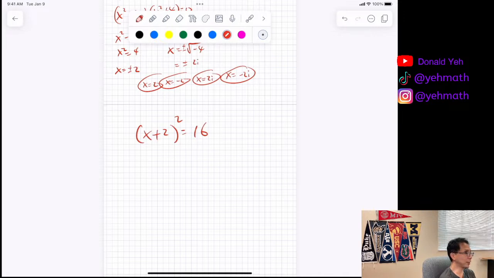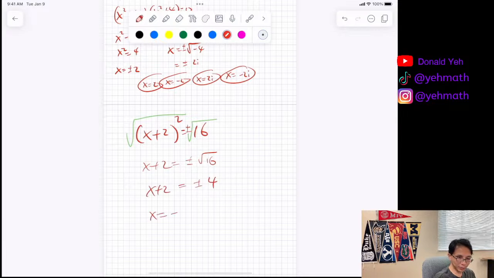How do you get rid of the square? We're going to talk about that on Monday. It's actually different than that. But if you square root both sides, what do you have to do? Please write down plus minus, please. So it'll be x plus 2 equal to plus minus root 16. That's equal to plus minus what? 4. And then x equal to negative 2 plus minus 4. That means negative 2 plus 4, negative 2 minus 4. That's equal to 2. That's equal to negative 6. There are 2 solutions.